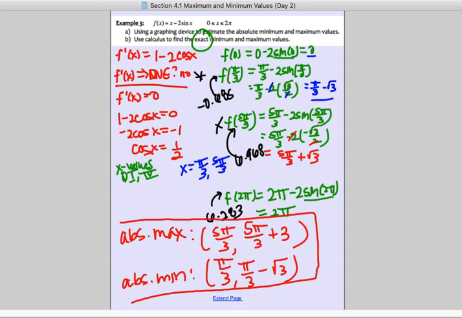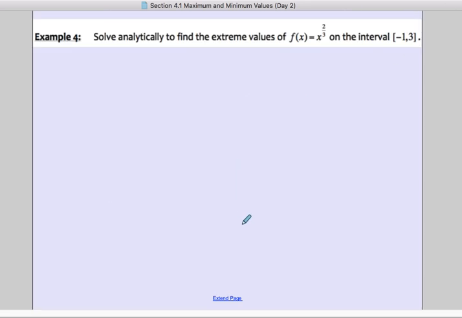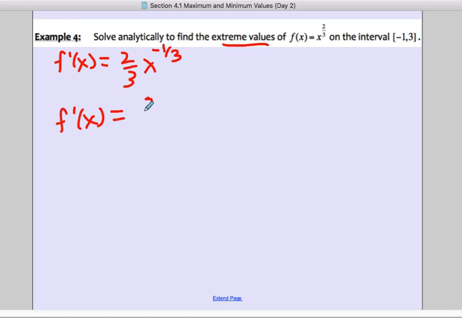Okay. Good. All right. Solve analytically to find the extreme values on the interval negative 1 to 3. So analytically means just using calculus, no calculator. So we got to find our extreme values. Extreme values are your highs and your lows, so your absolute max and your absolute mins. So step 1, take your derivative. So we'd have 2/3 x to the negative 1/3. And we're going to have to rewrite this, so I'm going to rewrite it right away. So we have f prime of x equals 2 over 3x to the 1/3.